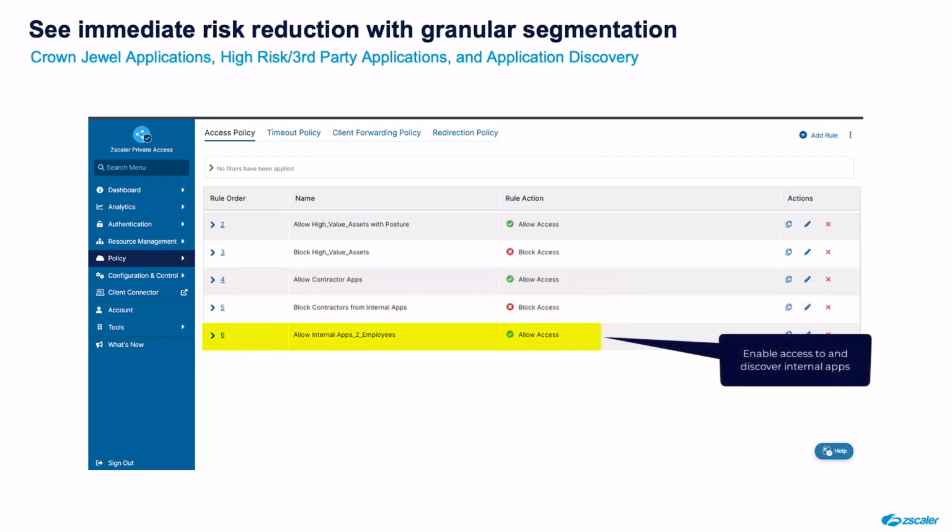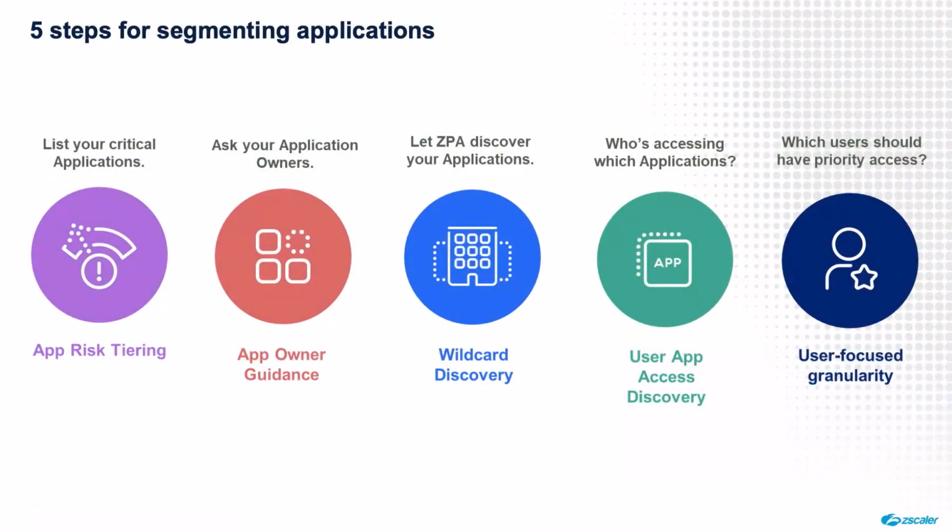And then finally, being able to enable access to the rest of the internal applications in order to continue business to operate and move forward. On the same hand, discover these internal applications and see how users are actually accessing them. So now, as you're going through the user to application segmentation journey, there are a few key capabilities and activities that will really help accelerate this.